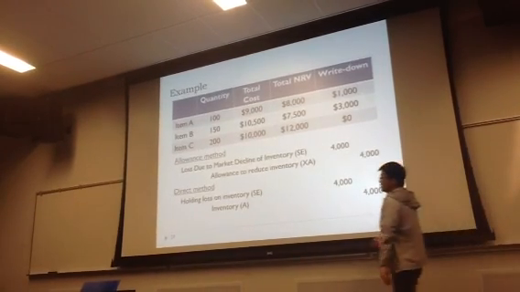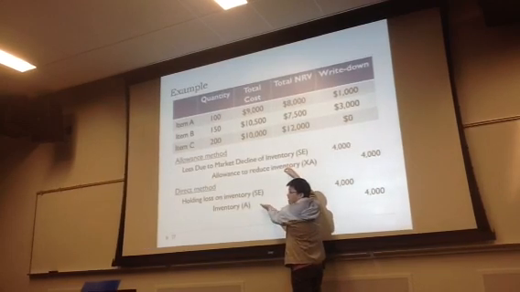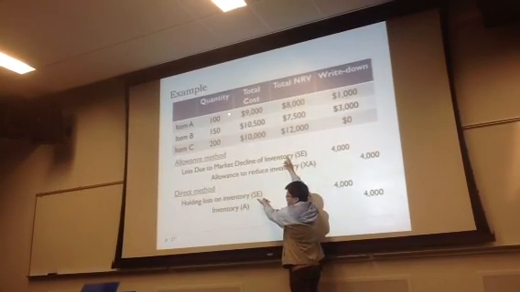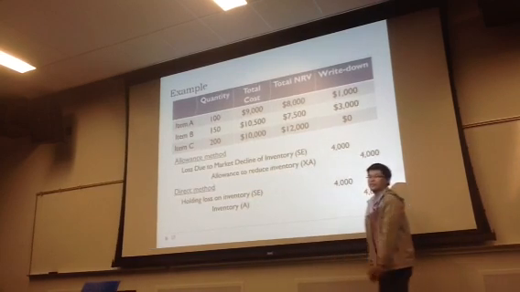Okay. So the main difference is this one here, there's an allowance account. This one here, there isn't. And for the income statement account, the names are different, but essentially they're the same thing.